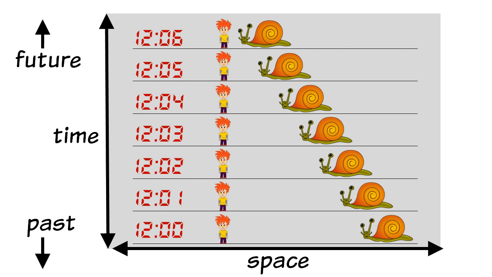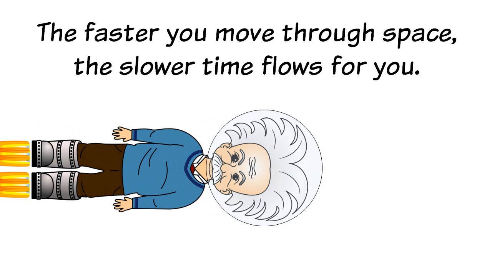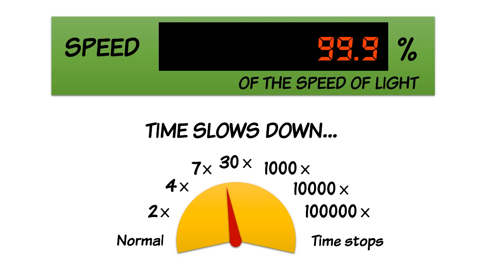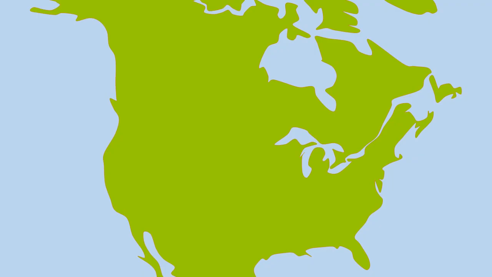One of the most surprising things that Einstein discovered about space-time is that the faster you move through space, the slower time flows for you. You don't notice this effect in everyday life because you don't move fast enough. When your speed is zero, the flow of time is normal. As your speed increases, time slows down more and more, but the effect becomes important only when your speed gets close to the speed of light, which is very fast. At the speed of light, you could cross North America 60 times in 1 second.